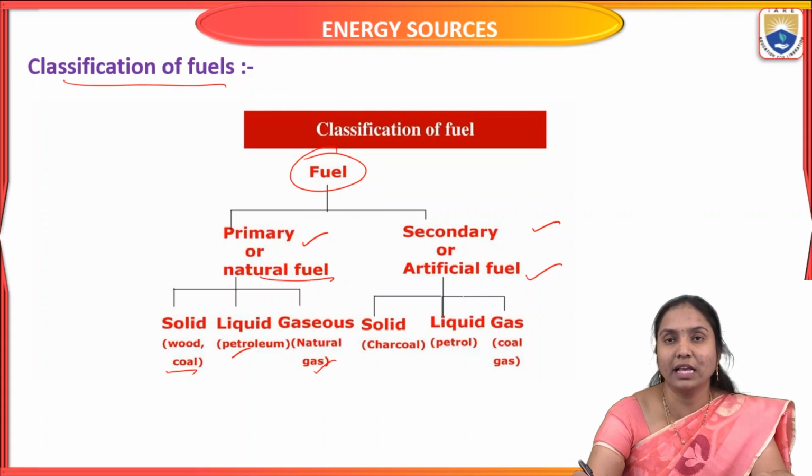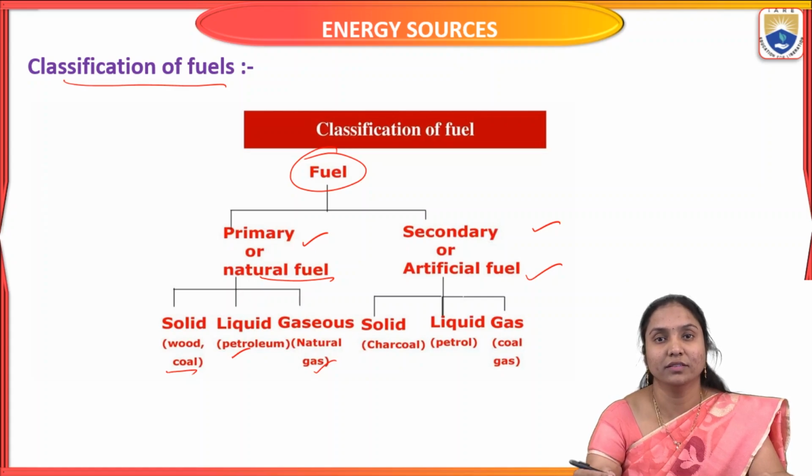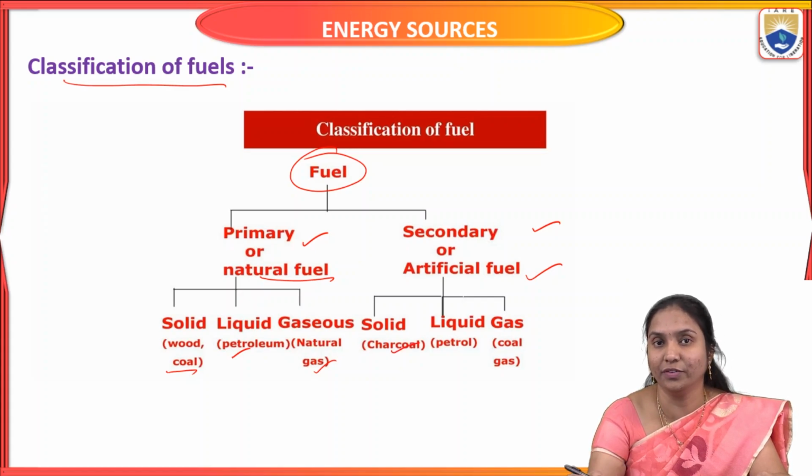Again, secondary or artificial fuels are also subclassified into three types, solid, liquid, and gaseous fuels, based on physical state. The secondary solid fuel is charcoal.